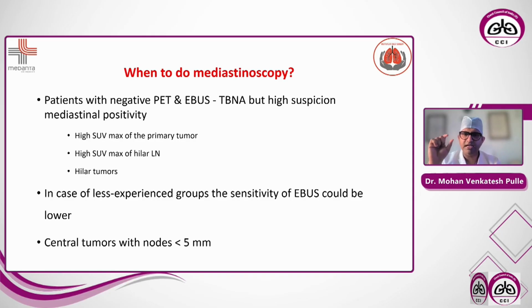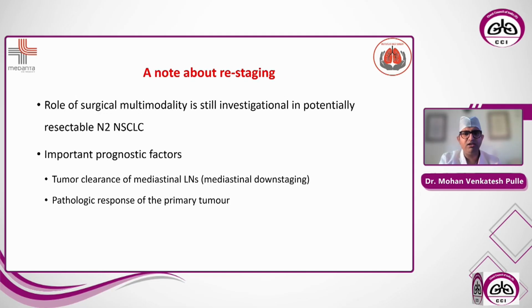So what it means is if the size of the lymph node is less than 1 centimeter, the sensitivity of EBUS to find out the malignancy is less. So the larger the lymph node, the better the EBUS yield. So in those situations where there is a central tumor and the lymph nodes are small, you are greatly suspicious of those lymph nodes, and in those situations you can do a surgical mediastinal staging. Another important thing is the restaging technique, where you have actually given neoadjuvant therapy.